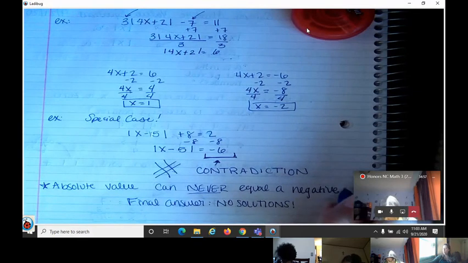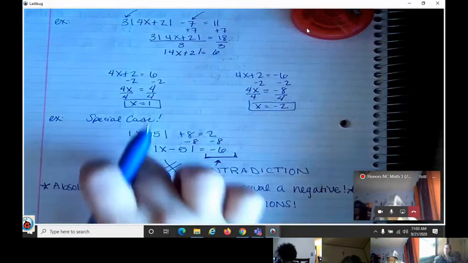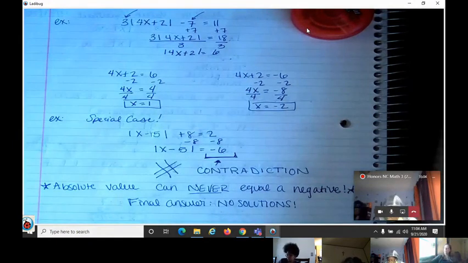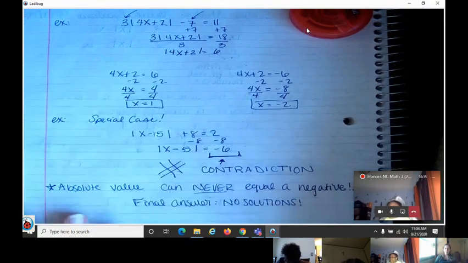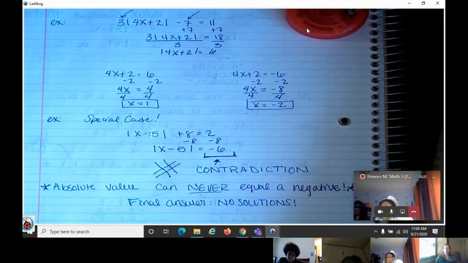So if you get here, your absolute value is isolated, there's nothing around it, and you have it equal to a negative number, you can just stop and say, that's not possible. And then just don't do anything else. Okay, those are our notes for today. We are done. So what questions do you guys have?